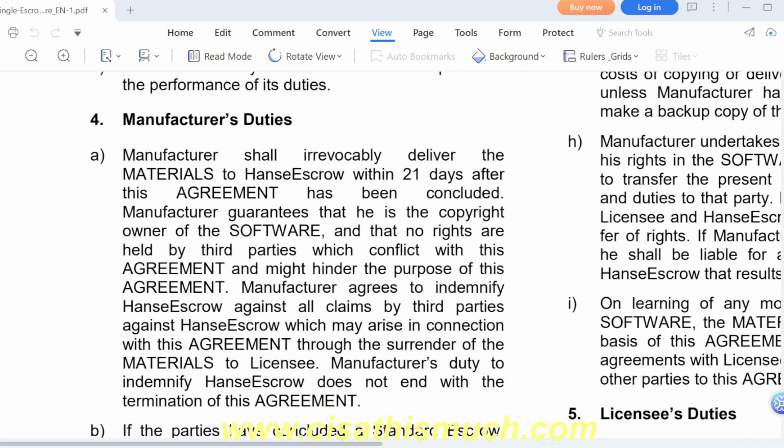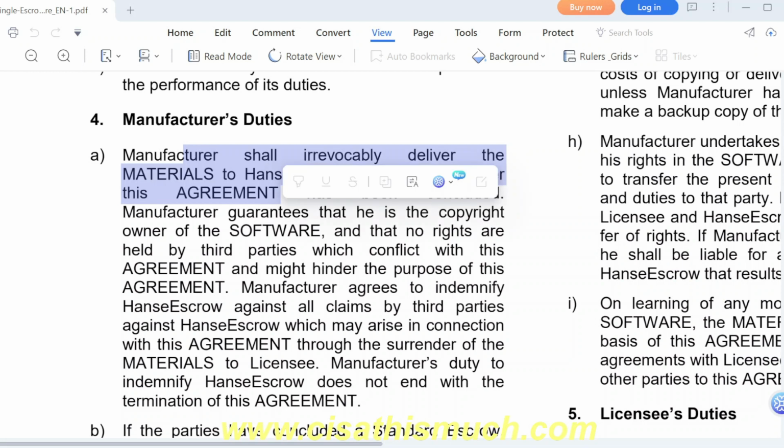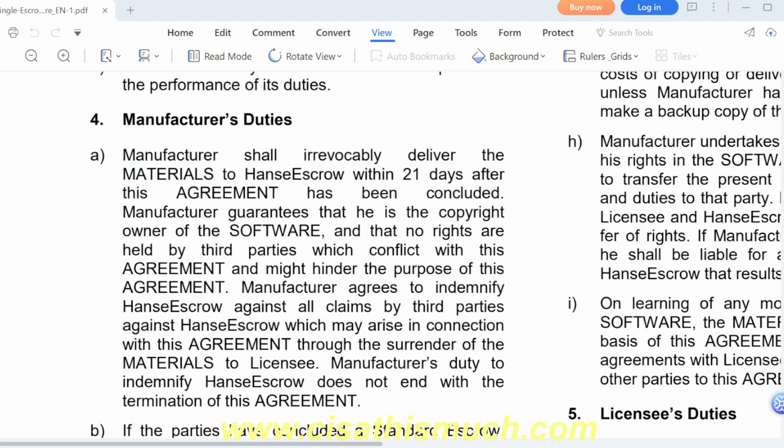Yeah, manufacturer's duties. The manufacturer, the licensor, shall irrevocably deliver the materials to the agent within 21 days of this agreement. So when the agreement was done, these days are not fixed, okay. It all depends upon the agreement. I am just showing you a sample agreement over here. So here they have mentioned 21 days. Within 21 days, you need to deposit the source code. Manufacturer guarantees that he is the copyright owner of the software and that there are no rights held by third parties, okay. So the licensor should actually be the owner, right? Which could conflict with the agreement.